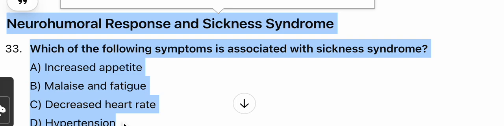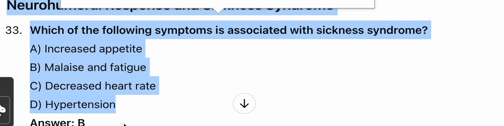Neurohumoral response in sickness syndrome. Which of the following symptoms is associated with sickness syndrome? A. Increased appetite. B. Malaise and fatigue. C. Decreased heart rate. D. Hypertension.